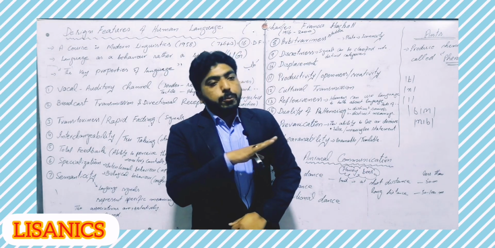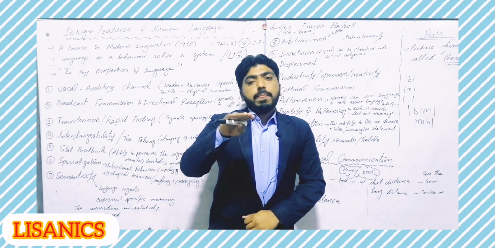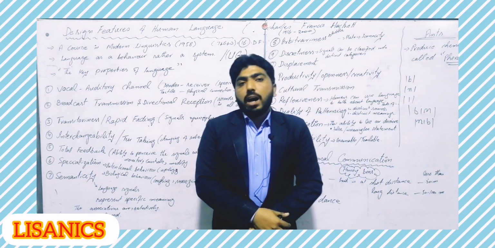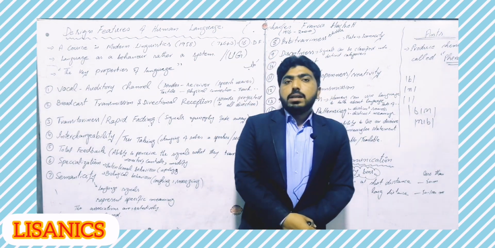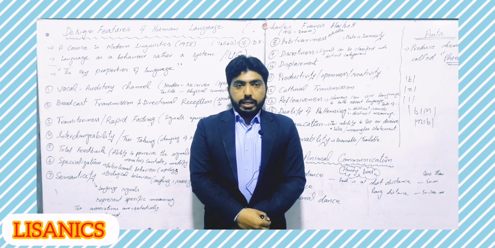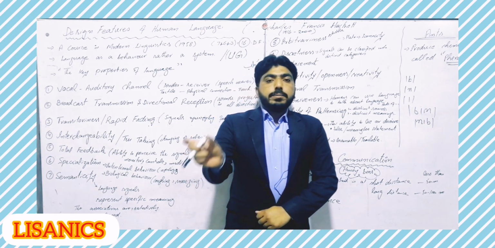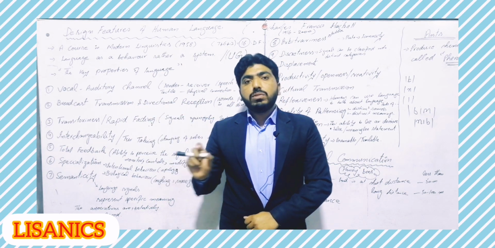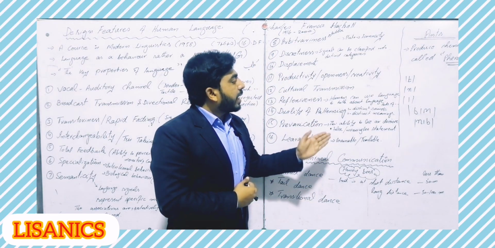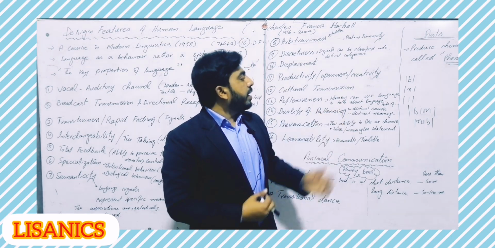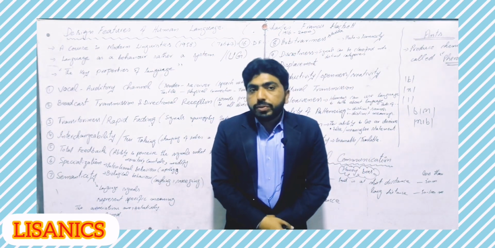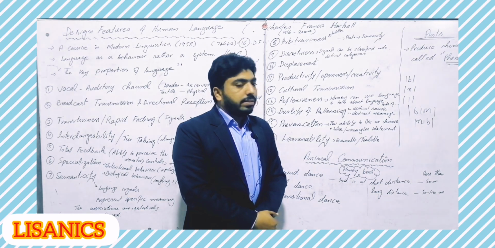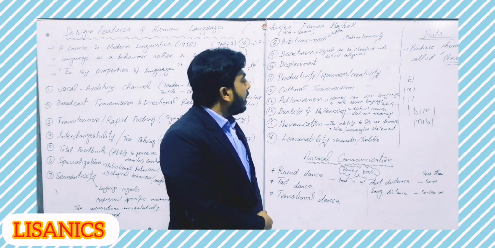Next is duality of patterning, right? At one level, which is called the distinct sound level, distinct kinds of sounds are produced: b, m, l, r, right? At this level, we are not concerned with meaning. But at the other level, we can make different patterns from these distinct sounds. We can change these distinct sounds into meaningful patterns. That is the second level, distinct meanings, and the first one is distinct sounds. So these are two levels. This is what we call duality of patterns.